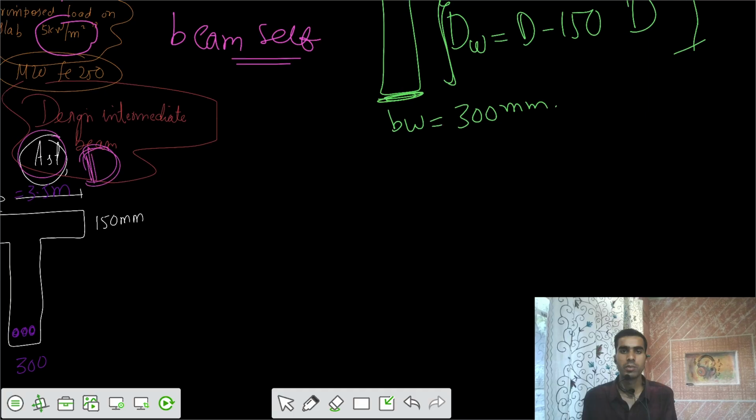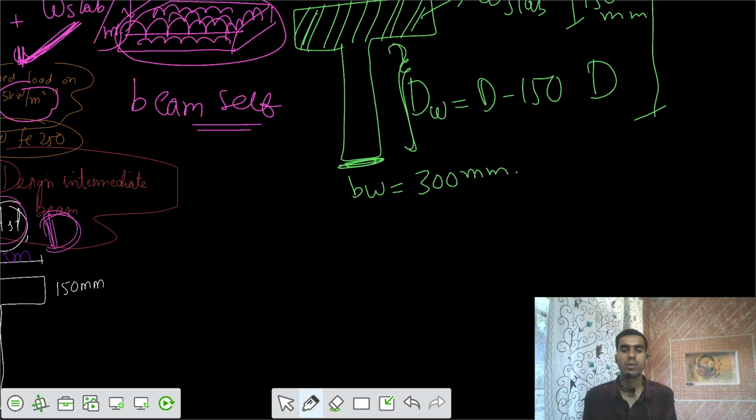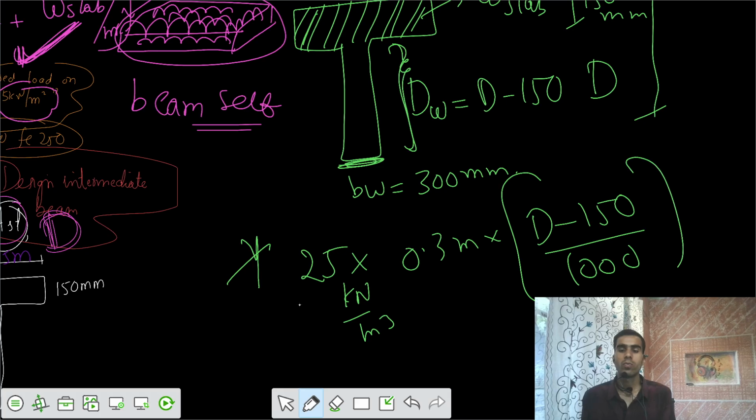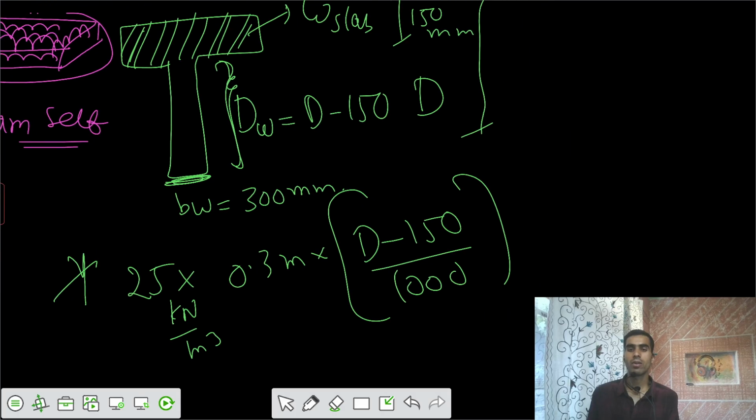So I would say, what is the dead load per meter for this web portion? That is gamma times, I would write 25 kilonewton per meter cube into 0.3 meters into D minus 150 divided by 1000. So we need to say what should be the value of D, because we are going to design that value of D.